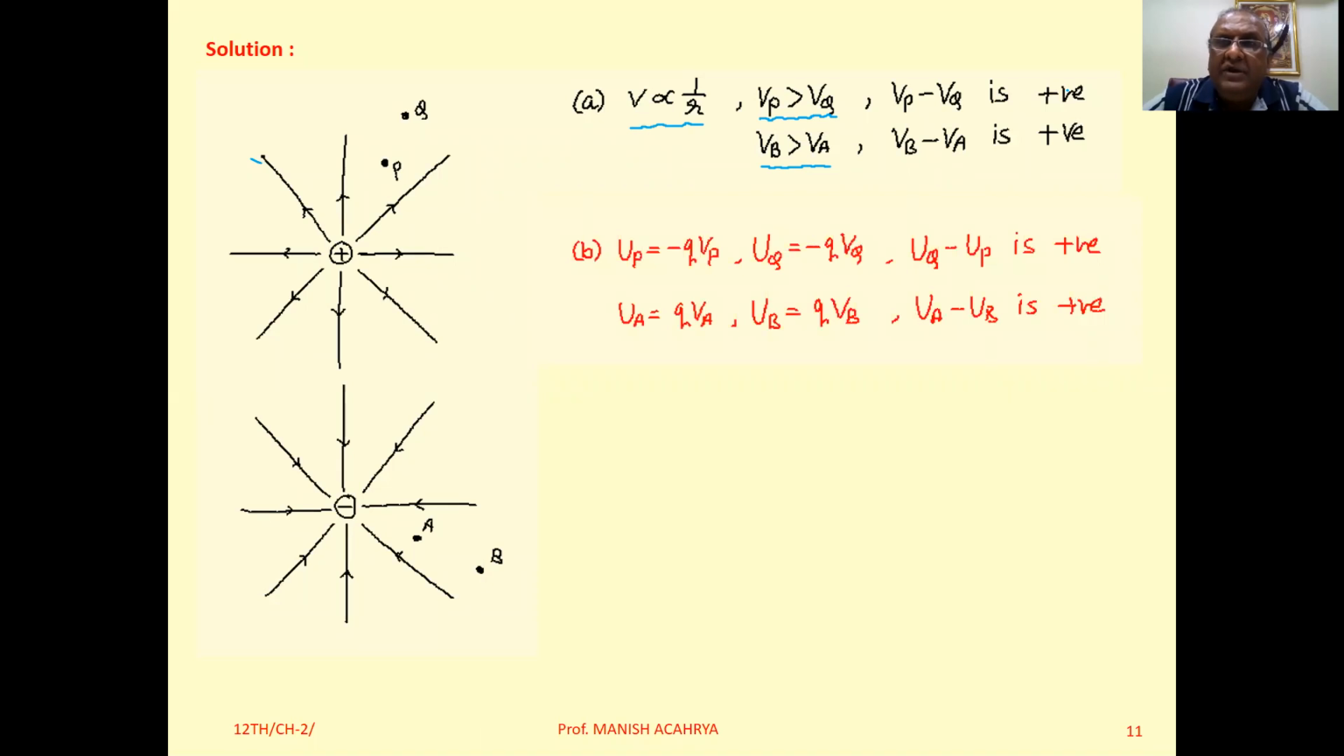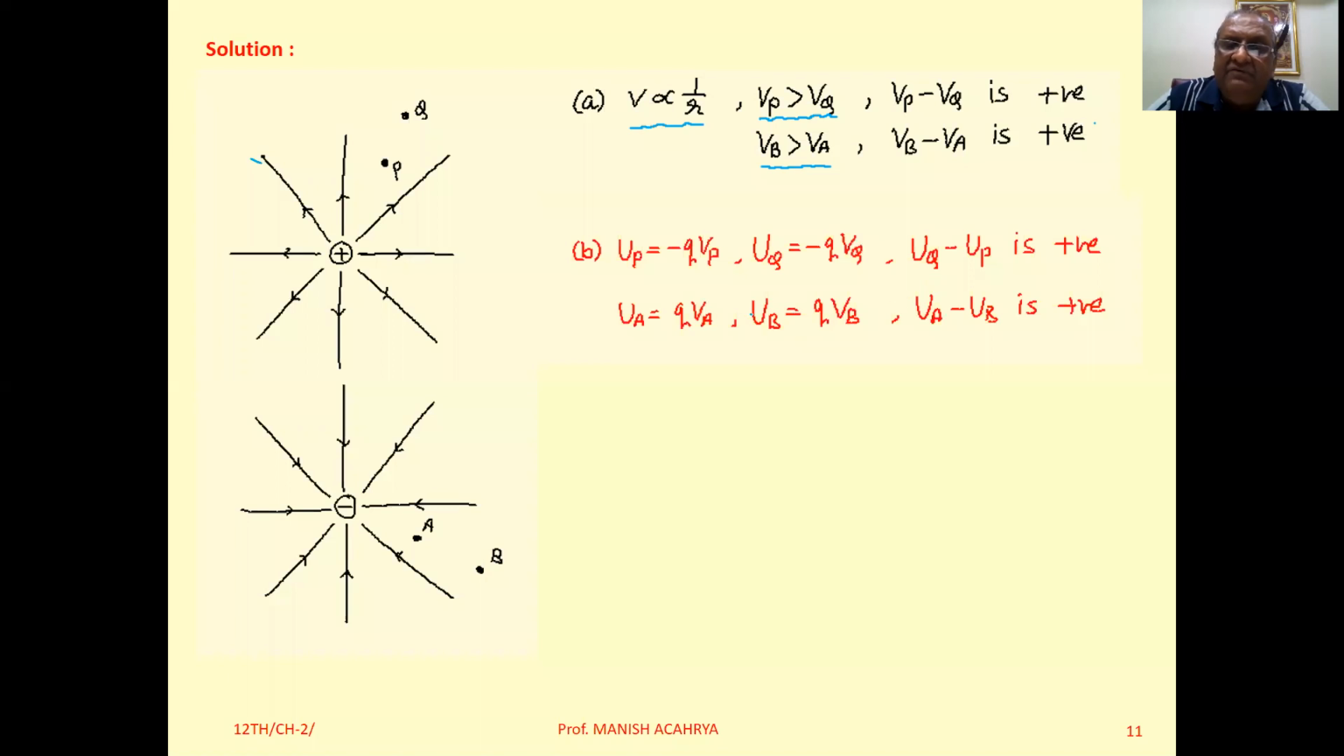Now, potential energy of any small charge q at point P, we can write as q into Vp. So here, if we take minus Q charge at point P, then its potential energy is minus Q into Vp. If the same minus Q charge is placed at point Q, then its potential energy, UQ, is equal to minus Q into VQ. So the potential energy difference, if we take UQ minus UP, will be positive.